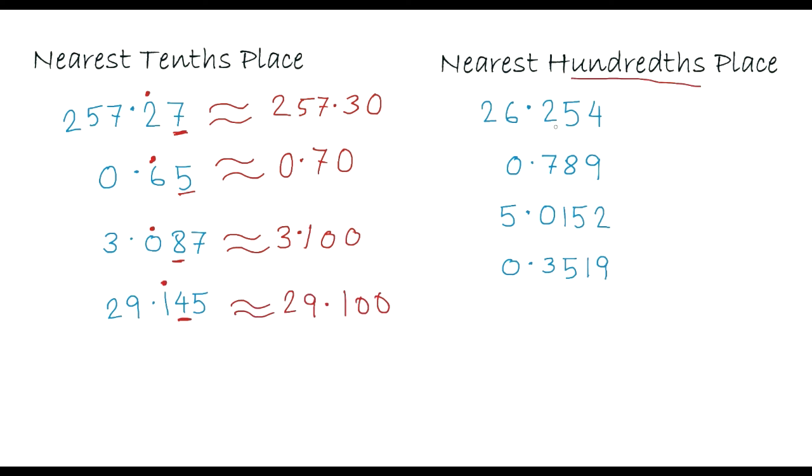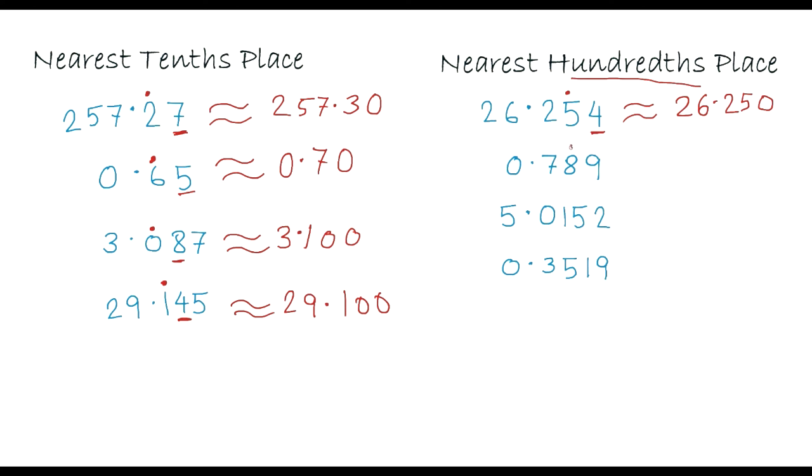Hundredths place is the second place after the decimal point. We count the places starting from the decimal point, tenths and hundredths. This is the hundredths place, and we will look at the next right side digit. It is less than 5, so it will not change. So we will write just 26.250.